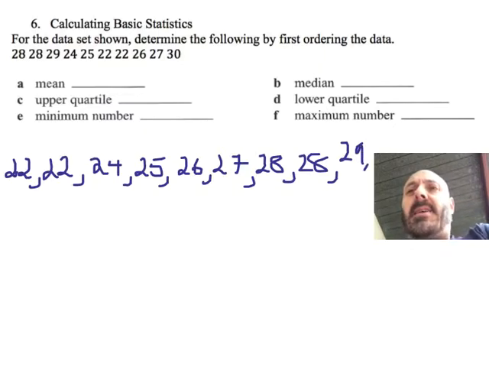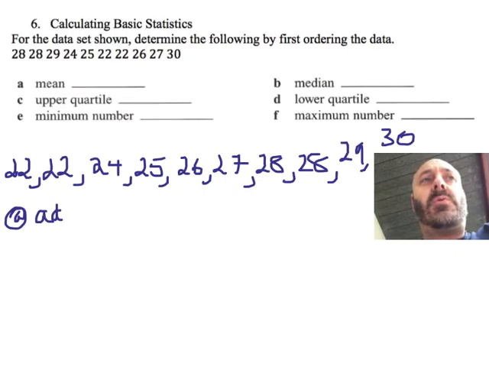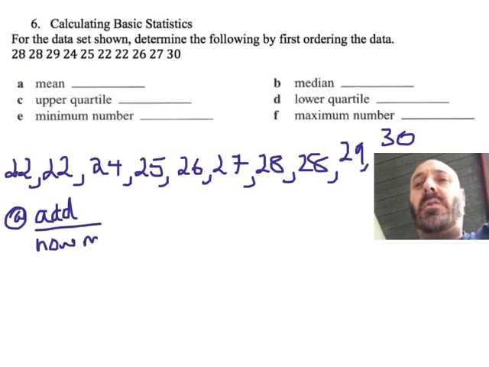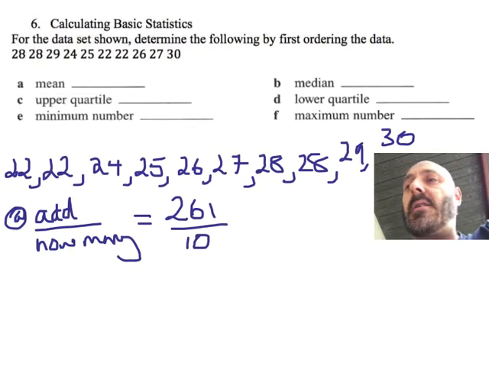Okay, welcome to some basic statistics. We've been given a data set, but I can see it's not in order, so the first thing to do would be to put these numbers in order to help me with my calculations. So I've got 22, 22, 24, 25, 26, 27, 28, 28, we've got 29, and lastly 30.